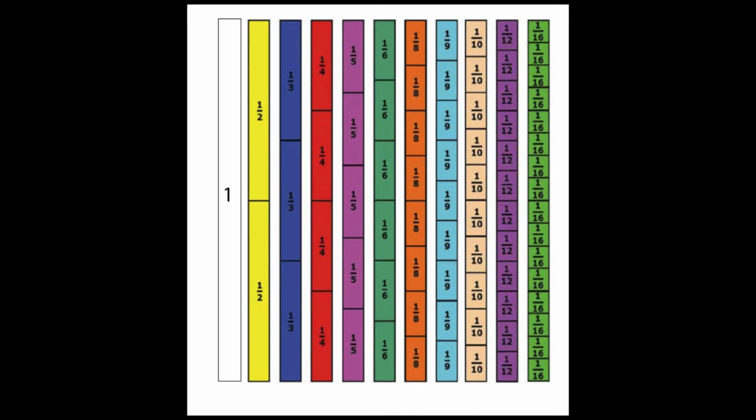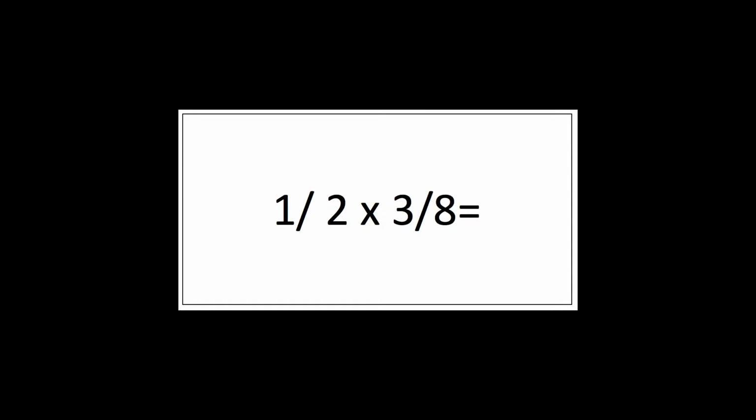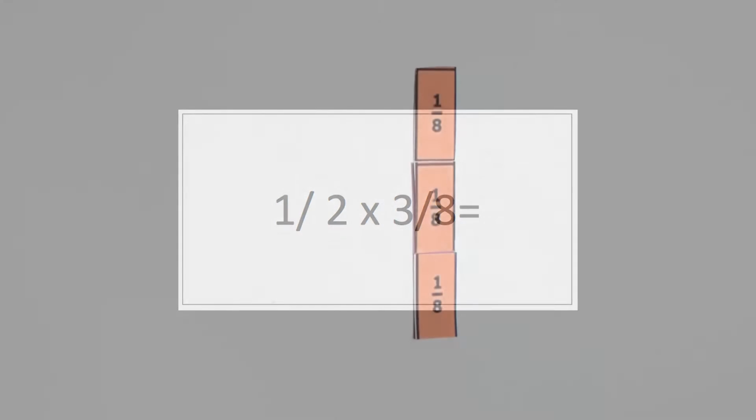This long strip represents 1. 2 yellow strips equal 1, so each yellow strip is 1/2. The blue strips represent 1/3, and so on. Let's use fraction strips to complete this problem.